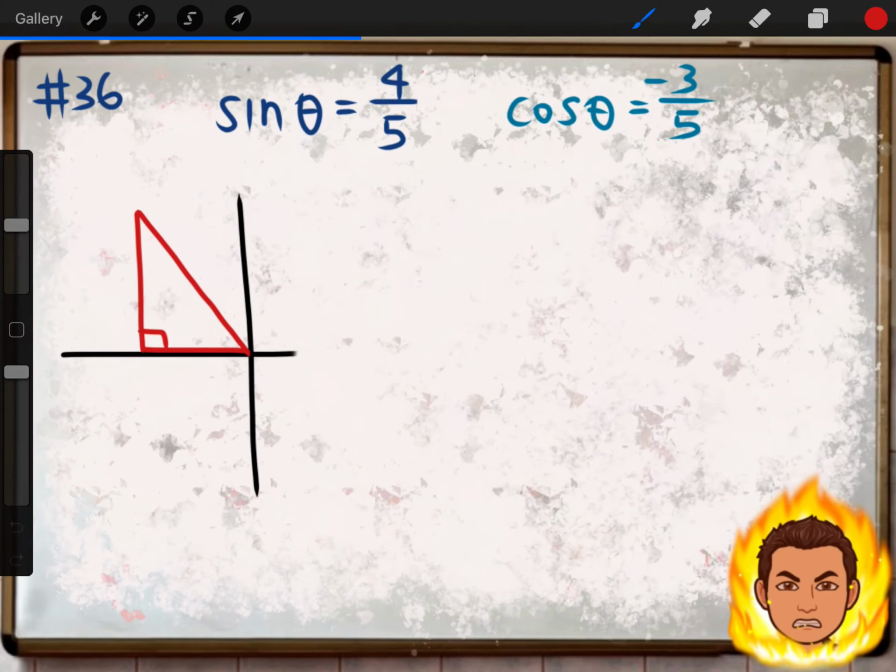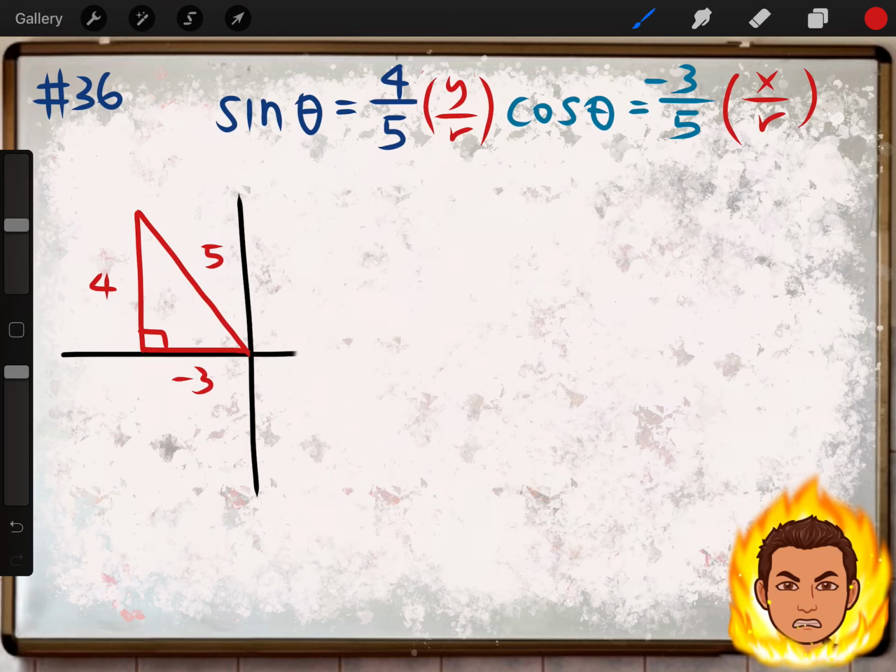Next one, number 36. Understand that sine is y over r and cosine is x over r. So you can start writing the values of all three sides. We know that r is 5, y is 4, and cosine is negative 3. So you can come up with the rest of the trig functions.